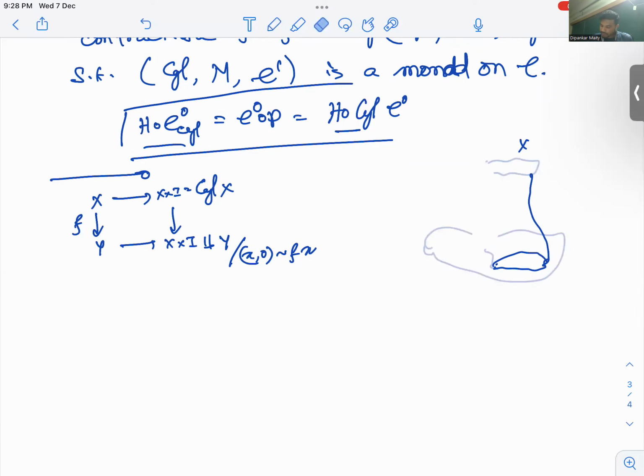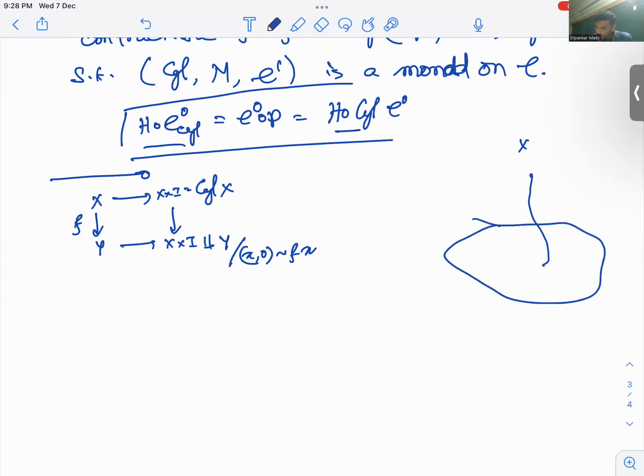I'll distort this for better understanding. If this is my x, so if this is x and this is y, suppose this is f of x, then what you do is you glue f of x and x comma 0, the left end of the cylinder, and this is the right end.